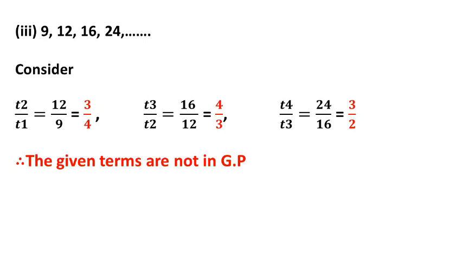So by this we came to know that to identify whether the given terms are in GP or not, we need to find out the common ratio. In AP, we used to find the common difference. In GP, that is geometric progression, we have to find the common ratio between the given terms.